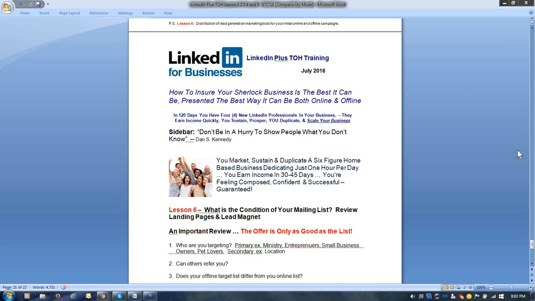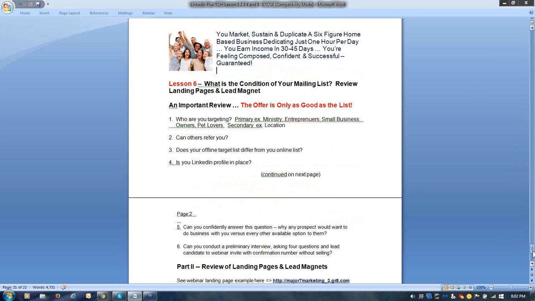This is lesson 6, and what we're going to do tonight is we talked about this training being interactive, and this is going to be one of the first sessions that is going to be interactive. And then we're going to go back and review Tuesday night what we talked about with the landing pages and lead magnet, so we can get a good, clean, crisp recording of that. All right, lesson 6. What is the condition of your mailing list? And the rest of the session we're going to review landing pages and the lead magnet.